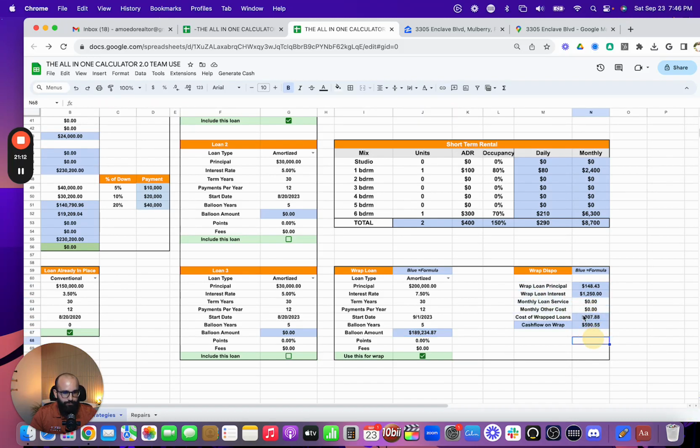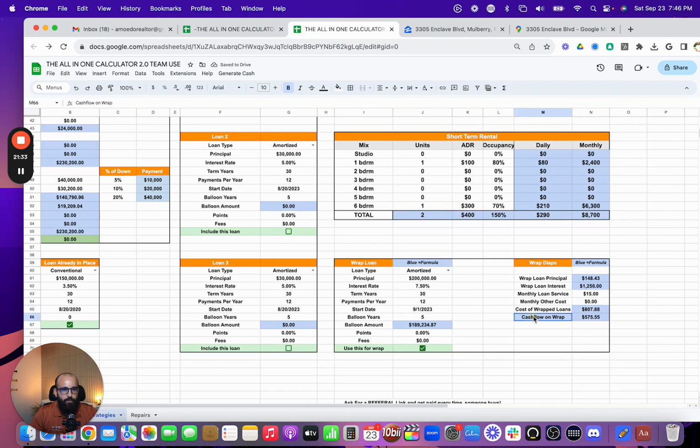And if we want to look at the stats on how are we doing, you will come right here to the right, and you will see that wrap loan principal, they will be paying us $148 towards principal. They would be paying us $1,250 towards interest. And you can put any other loan servicing. For example, we use Westar, which is a loan servicing company. We pay them $15, so we would put that there. And then any other cost that you would have would go there. So right here, you would see that we would actually cash flow on this house $575 every single month if we were to wrap this house, okay?